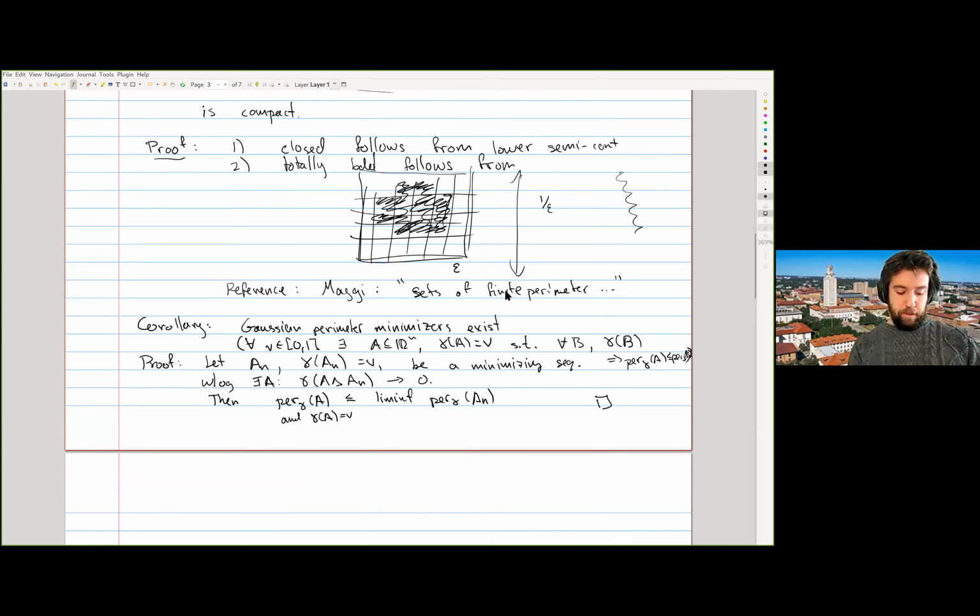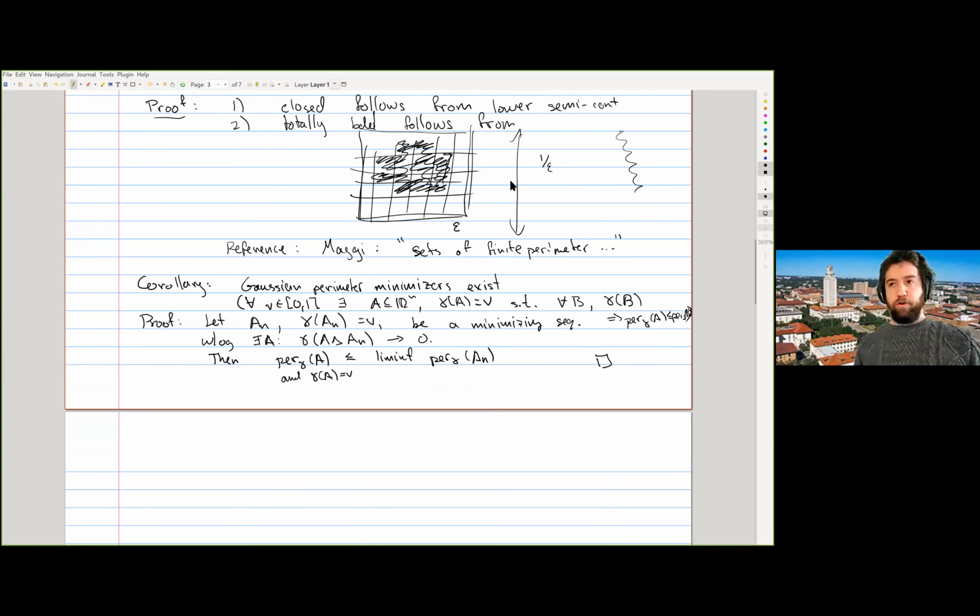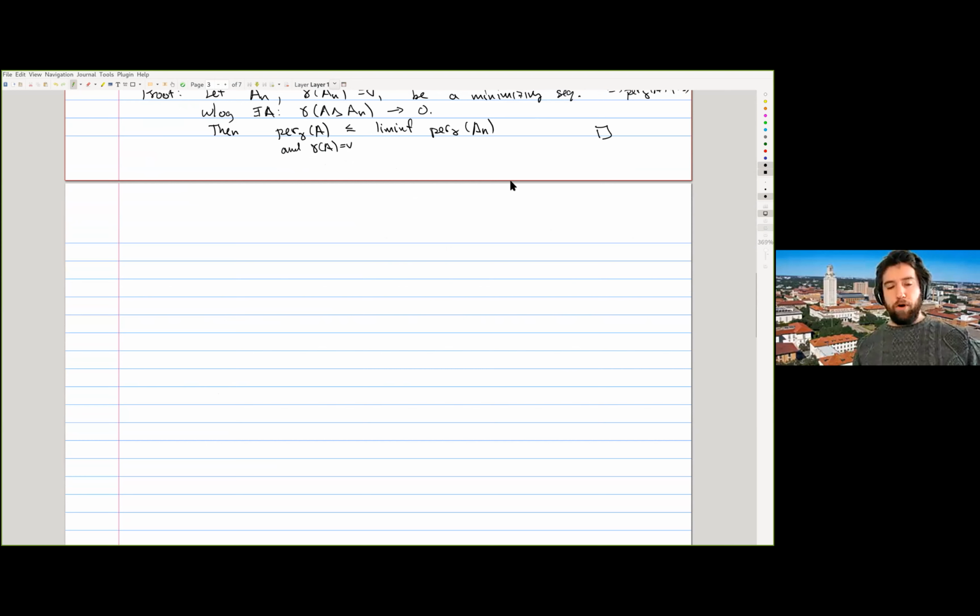All right, so now that you have minimizers, you want to study them and figure out what properties they must have, and then hopefully in the end you conclude that the minimizers must actually be half spaces. That's the Gaussian isoperimetric inequality. Now, it turns out that this is not completely an easy task.